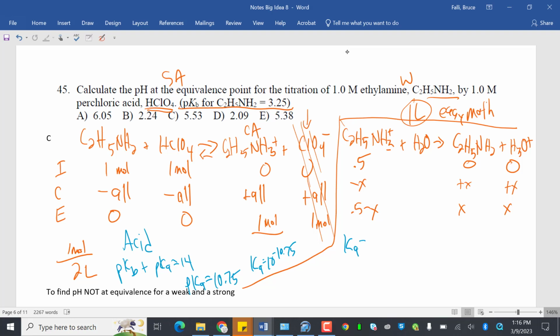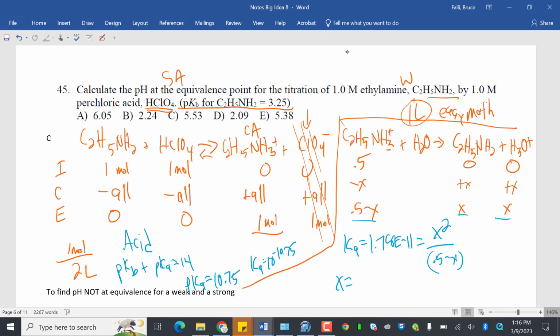So pKb, so my pKa is that. Okay, so my Ka is second log negative 10.75. So that's going to be 1.78 e negative 11 equals, again, K expression. So I'm going to do these x squared, products over reactants, 0.5 minus x.